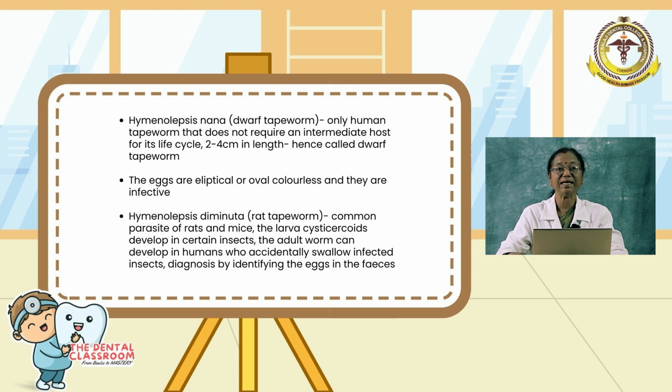Actually, this is referred to as rat tapeworm, and these are common parasites of rats and mice. The larval forms are the cysticercoids, and these can develop in insects. The adult worm usually develops in humans who accidentally swallow these infected insects, and you can diagnose this by the presence of eggs in the feces.